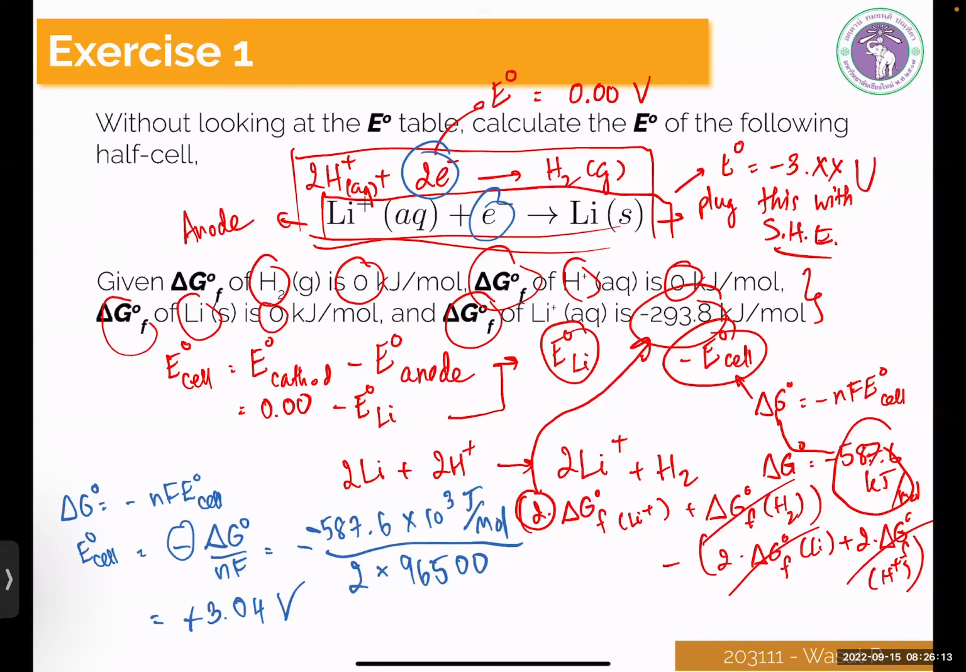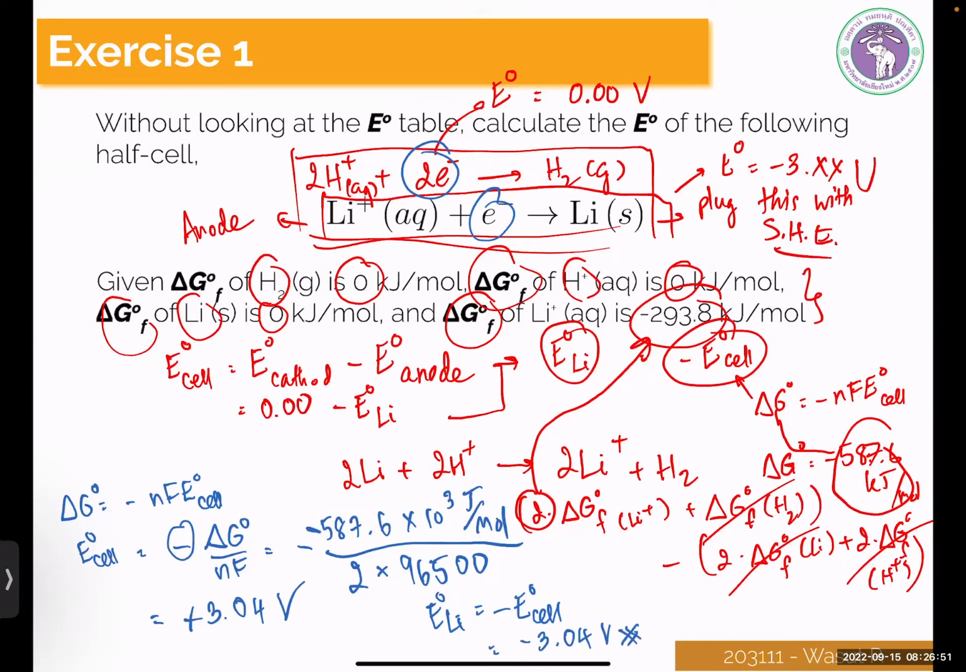I asked for E naught of the lithium cell, right? But when I connect with this SHE, I found that out. The E naught of the lithium cell is just minus E naught cell, right? So E naught of lithium is just minus E naught cell in this case. So it's minus 3.44 volts. That's my answer.